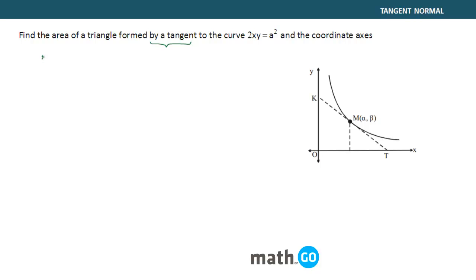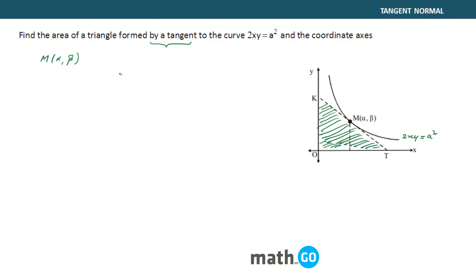So for that example, I assume that point to be M, and I have taken its coordinates to be alpha comma beta. Right? I have drawn the tangent at M, whose coordinates are alpha comma beta, to this particular curve. So this is, let's say, the curve that we are talking about. You need to find the area of the triangle formed by the tangent and the coordinate axis. So this particular stuff is being asked of you. You are asked to find the area of this particular triangle. Get it?